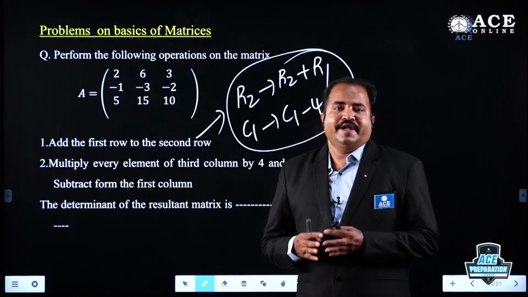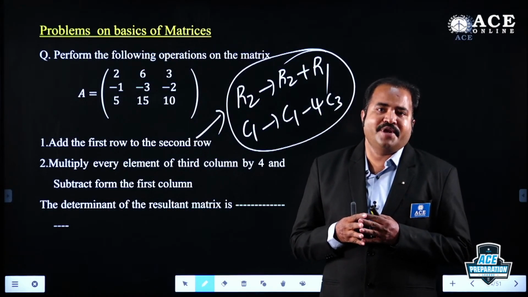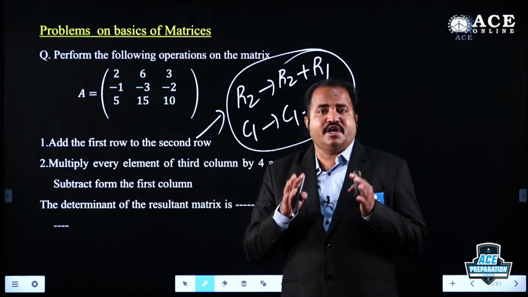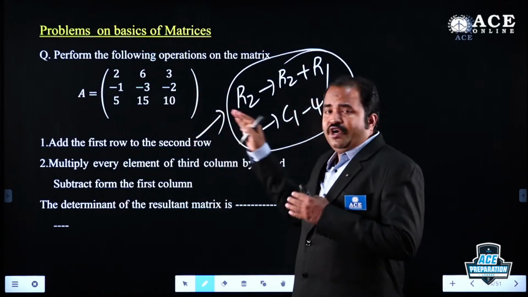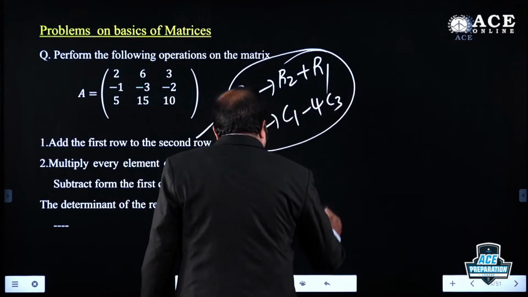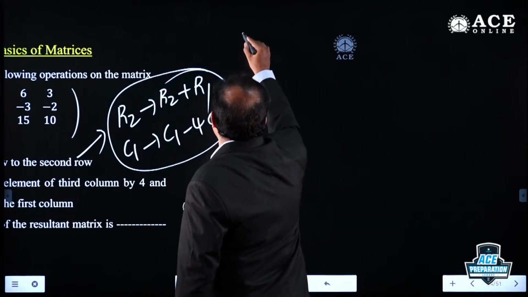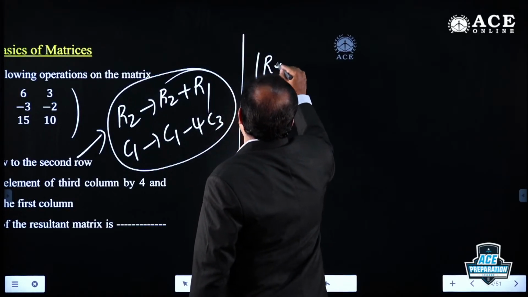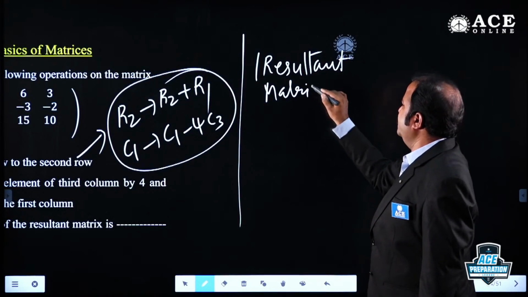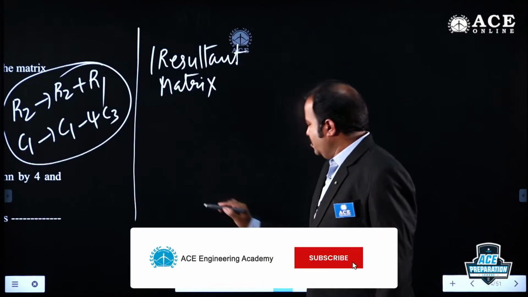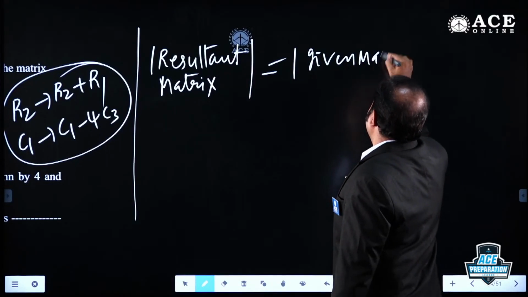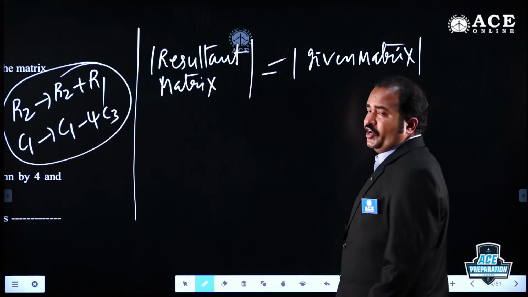So what is the determinant of that resultant matrix? But we know that the determinant of a matrix is not affected by elementary operations, right? Yes, property of invariance. So the determinant of the resultant matrix is going to be the same as this matrix. Therefore, without any computation, no need to perform these operations. We know that the determinant of the resultant matrix is same as the determinant of the given matrix, because determinant is not affected by the elementary operations.